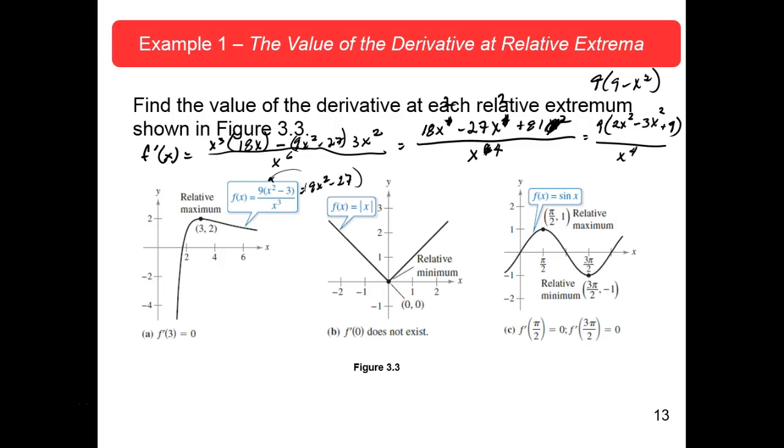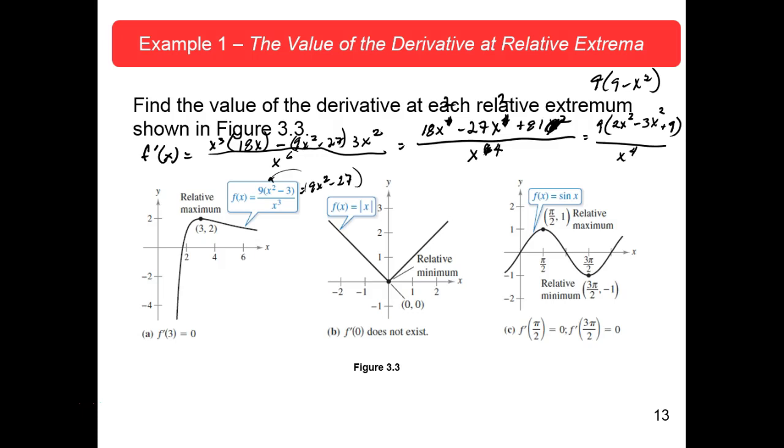9 minus 3 squared. Oh, 3 squared is 9. 9 minus 9 is 0. Doesn't matter what you divide by, 81, guess what? The numerator is 0. So your derivative here is 0, meaning you have a horizontal slope, which is what we were talking about before. So f prime of 3 is equal to 0. Okay? How about f prime here?